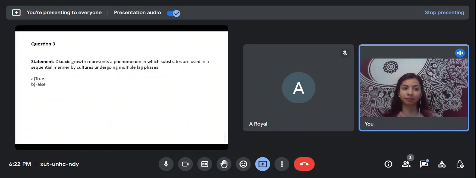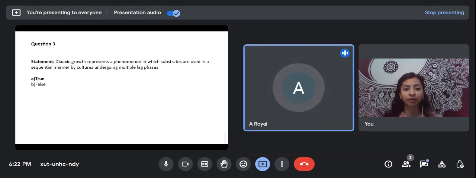So the first lag phase will be when the cells are getting used to the media environment. You will see a slight lag, and then you will see a log phase where it's increasing, and that will be when these cells have started using glucose as their carbon source. Then you will see a lag phase again for these cells to start producing the enzymes which will break down the lactose, and then you will see a log phase, that is an increase again. Once they produce these enzymes, they will start taking up lactose as a carbon source. So they don't take it together. So that is what diauxic means in this case.